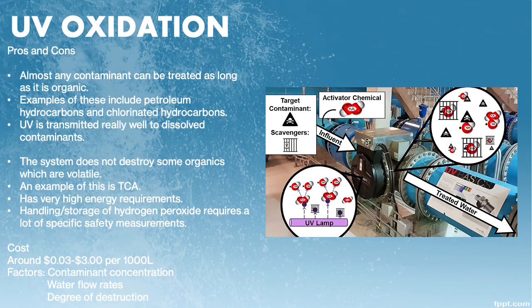But in general, I think this is a pretty interesting and cool process because, like I said, it has the ability to destroy almost all organic contaminants as long as they're not volatile, like TCA. But that's pretty awesome, especially for nasty stuff like chlorinated hydrocarbons. So it's a pretty cool system that has the ability to do all of this just by using UV. But anyways, that is basically all I have.